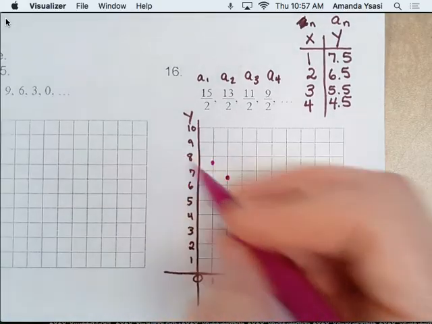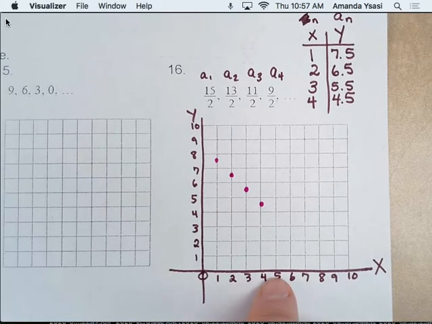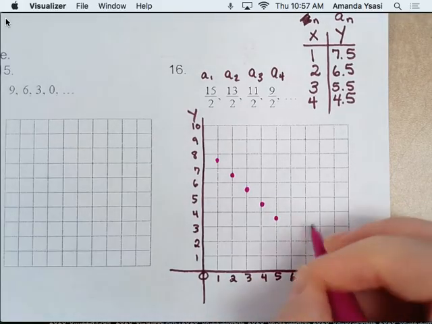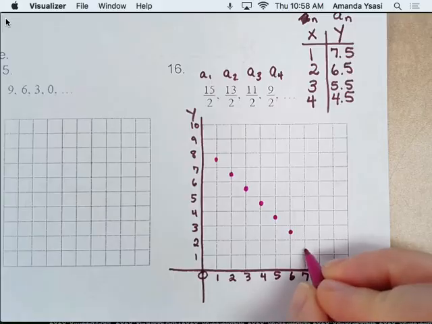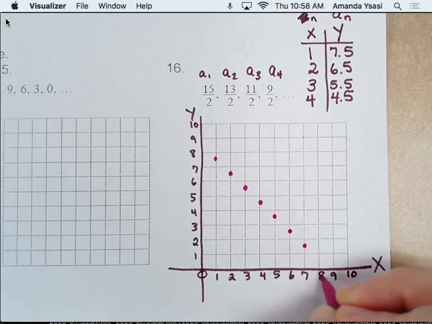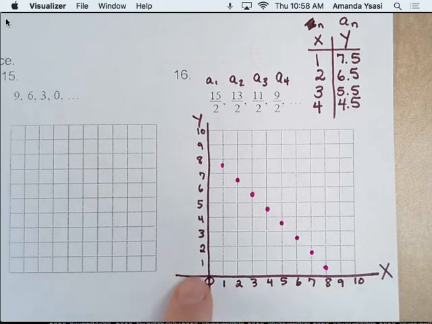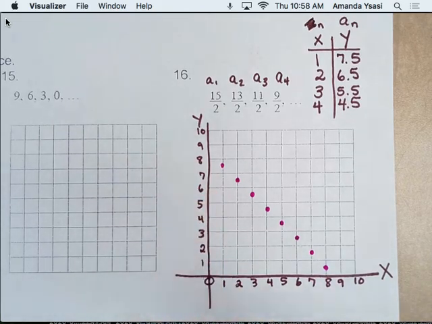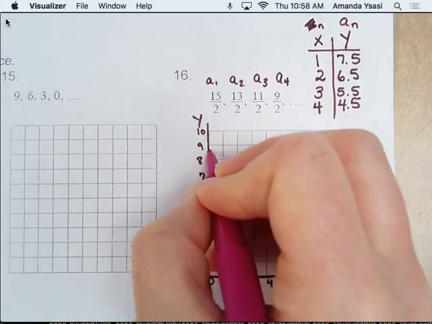Would we be able to continue this? What would 5 be at? 3.5. What would 6 be at? 2.5. 7 and 8. And then what about the 0? What would that go up to? 8.5.